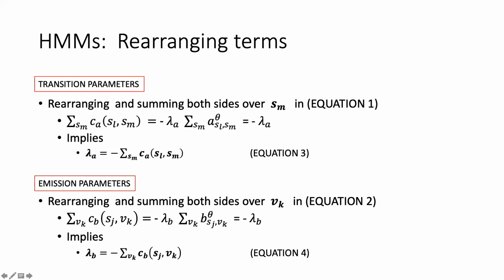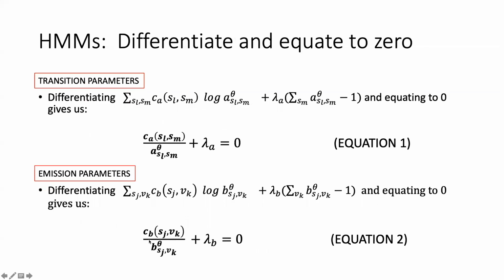Rearranging the terms by moving the lambda to the RHS and then summing it over all possible states, we know this term is 1, which implies that lambda equals the summation over SM of the counts of this equation. Similarly, rearranging the terms and solving for lambda B results in this expression. Once we get the lambdas, we can go back and substitute in this equation to find the transition parameters and beta parameters.